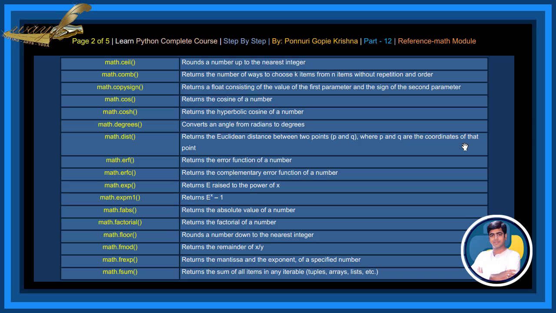The math.expm1 method returns e^x minus 1. The math.fabs method returns the absolute value of a number. The math.factorial method returns the factorial of a number. The math.floor method rounds a number down to the nearest integer. The math.fmod method returns the remainder of x by y.